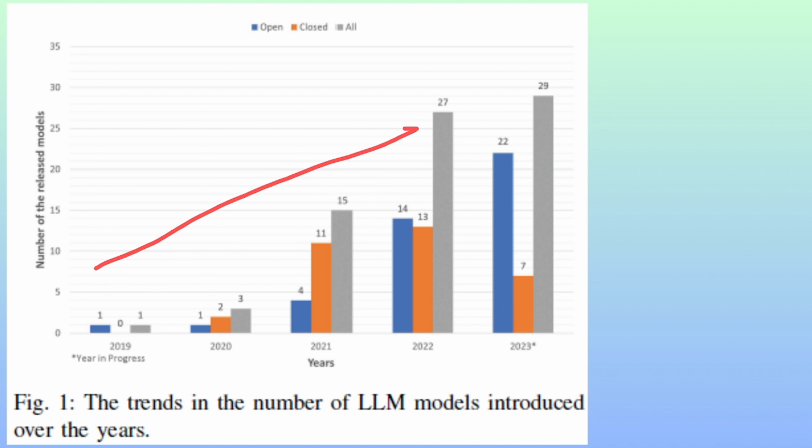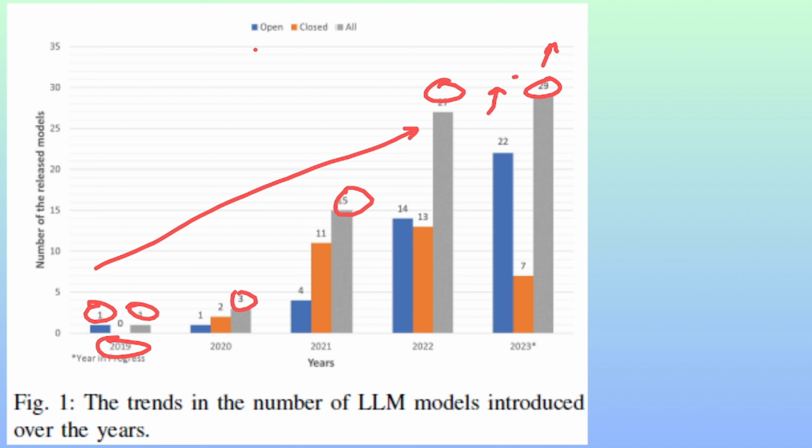I think I have taken this from a research paper, so the data might differ. I think this data will already be higher now. Here you can see in 2009 there was only one open source model. Then suddenly it grew to 315, then 27, then 29. So there are a lot of open and closed models.